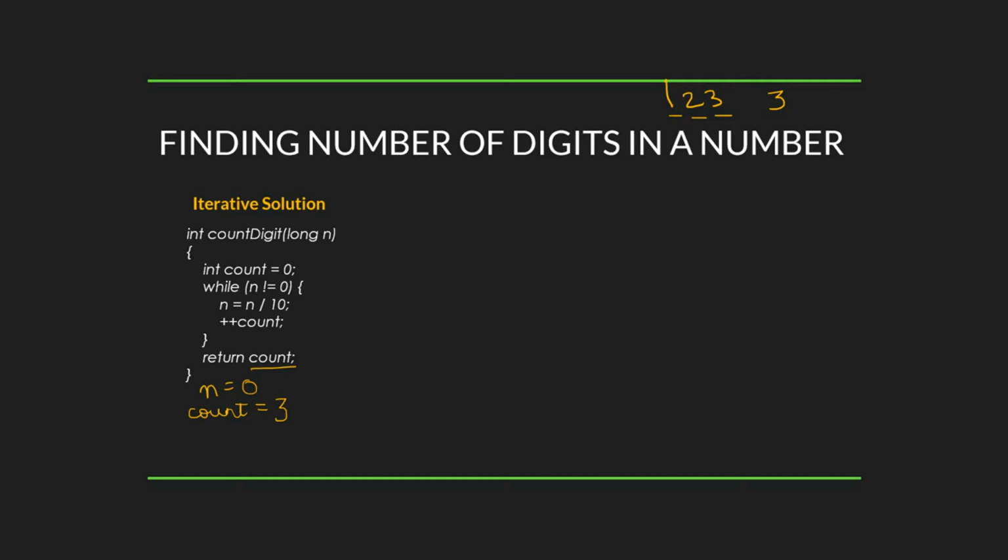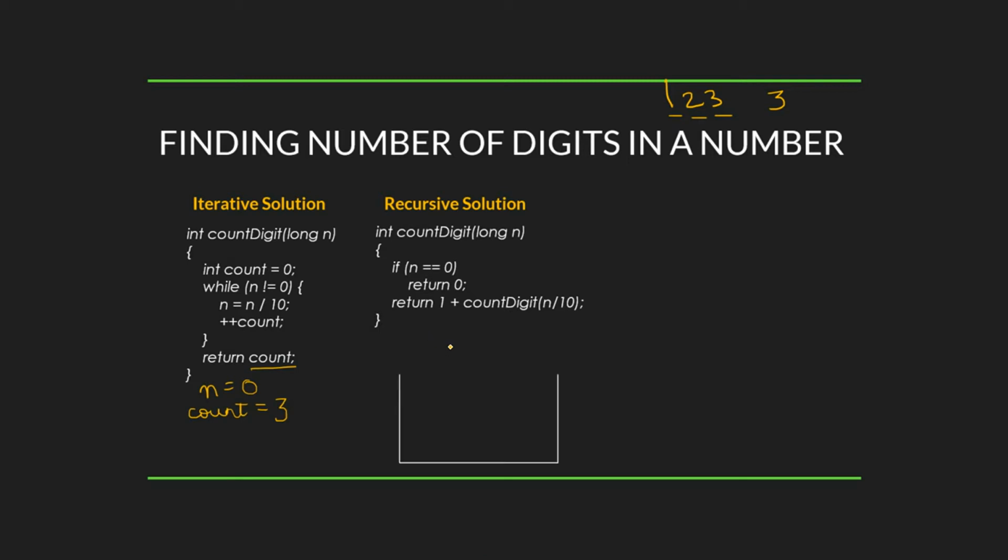Next, let us look at the recursive solution. Coming to the recursive solution, we have this base condition that if n is 0, we return 0. And we need to maintain a stack for each function call. Taking the same number 123, since it is not 0, we go to the return part and call 1 plus count digit 123 by 10. So n will then become 12. Similarly, the next two recursive calls will look something like this.